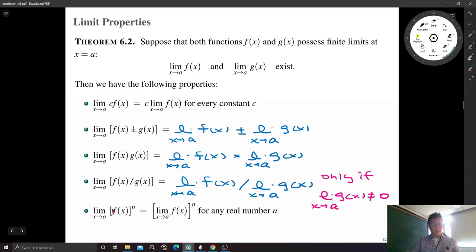And finally, for the limit of f of x raised to the power number n, we can put the limit inside. So that is going to be the limit of f of x, raised to the power n. We can switch the order. We can first raise to the power n and then take the limit, or we can take the limit first and raise to the power n, and we end up with the same value. So the order of taking the limit and raising the power can be switched whenever we want.